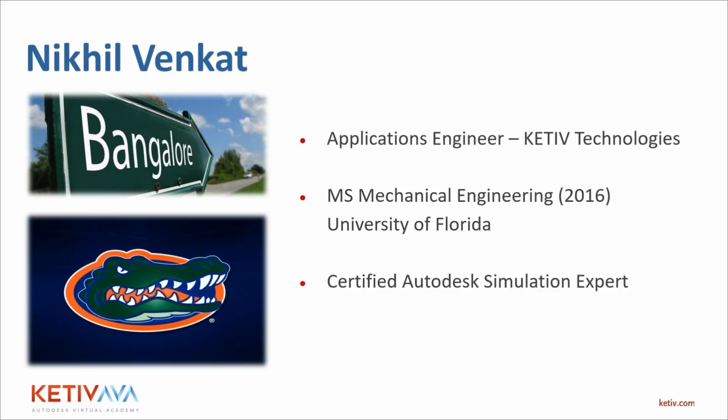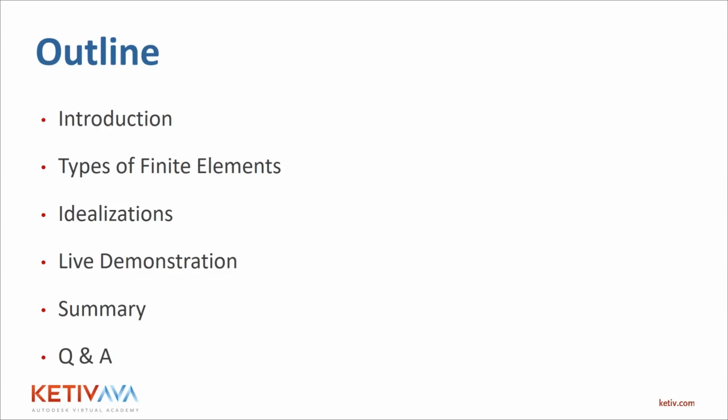So as Nigel mentioned, we're going to talk about element types today in Nastran In-CAD. This is just a quick outline: a little bit of an introduction on what elements are in general, why we need them, why we use them, the types of different elements that we have in Nastran In-CAD, and how the program perceives these elements and puts them together into what they call idealizations. Then we'll do a couple of quick demonstrations and wrap that up with a summary and a quick Q&A session.